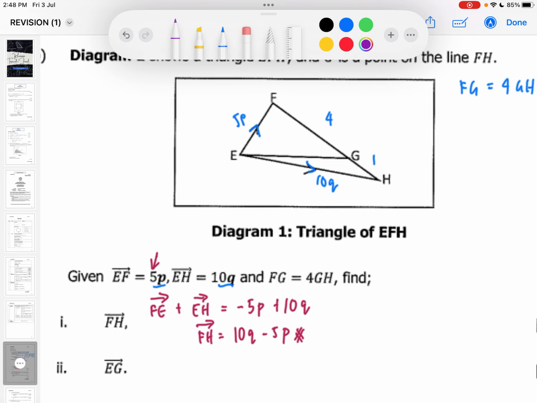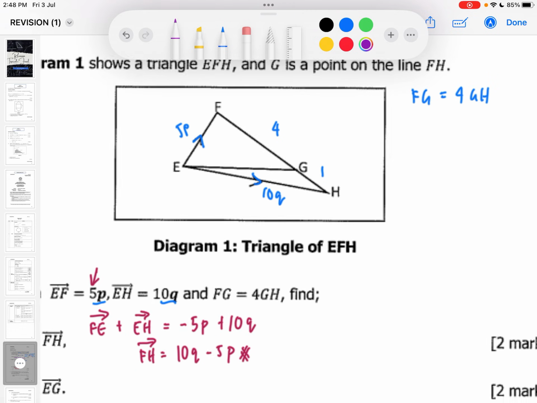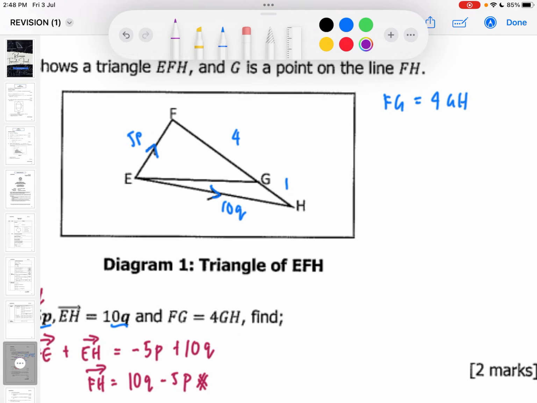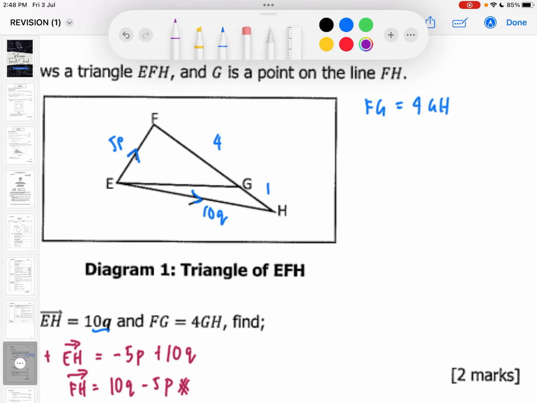Okay, now for EG, of course they will ask EG. Since FG equals 4GH, which means G divides FH into 5 parts. So there are 5 parts here in total. I can't really draw it for you, but that means FG would be 4/5 because it takes 4 steps here. So it's going to be 4/5 of FH. Why FH? Because it's the whole thing.